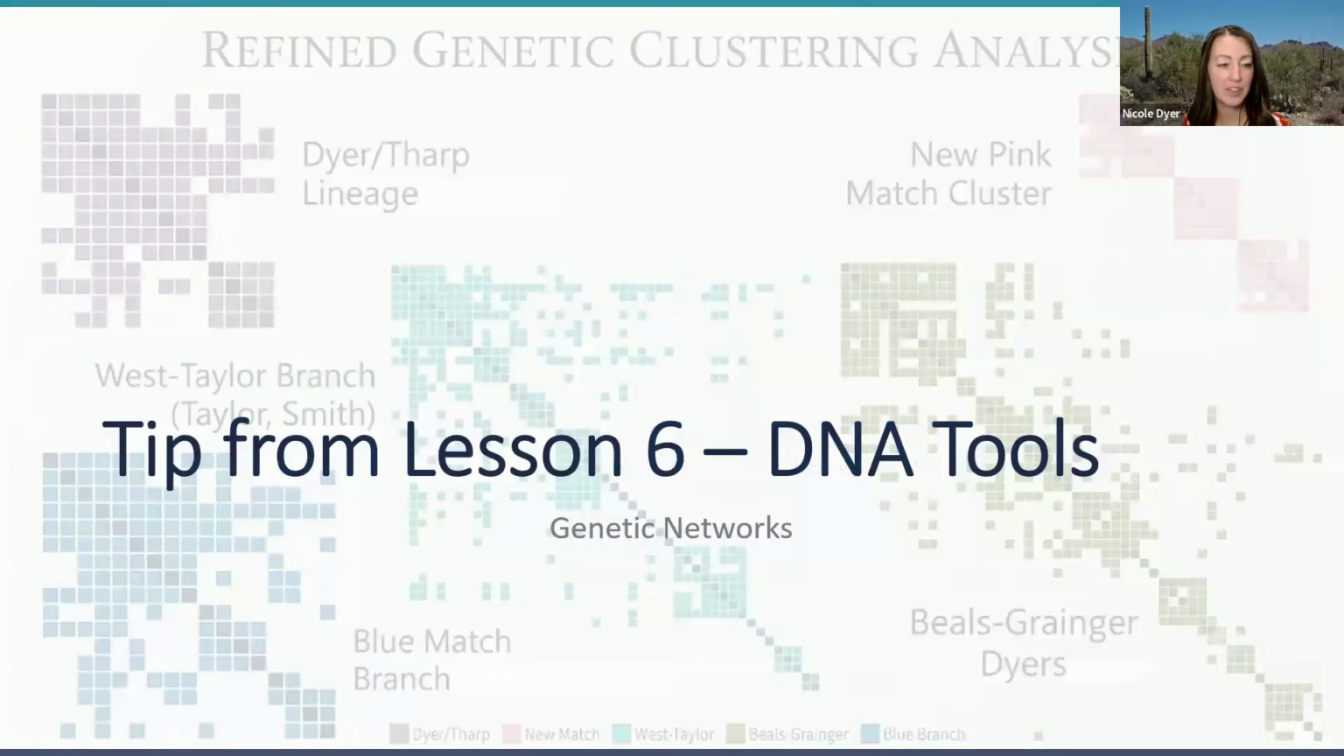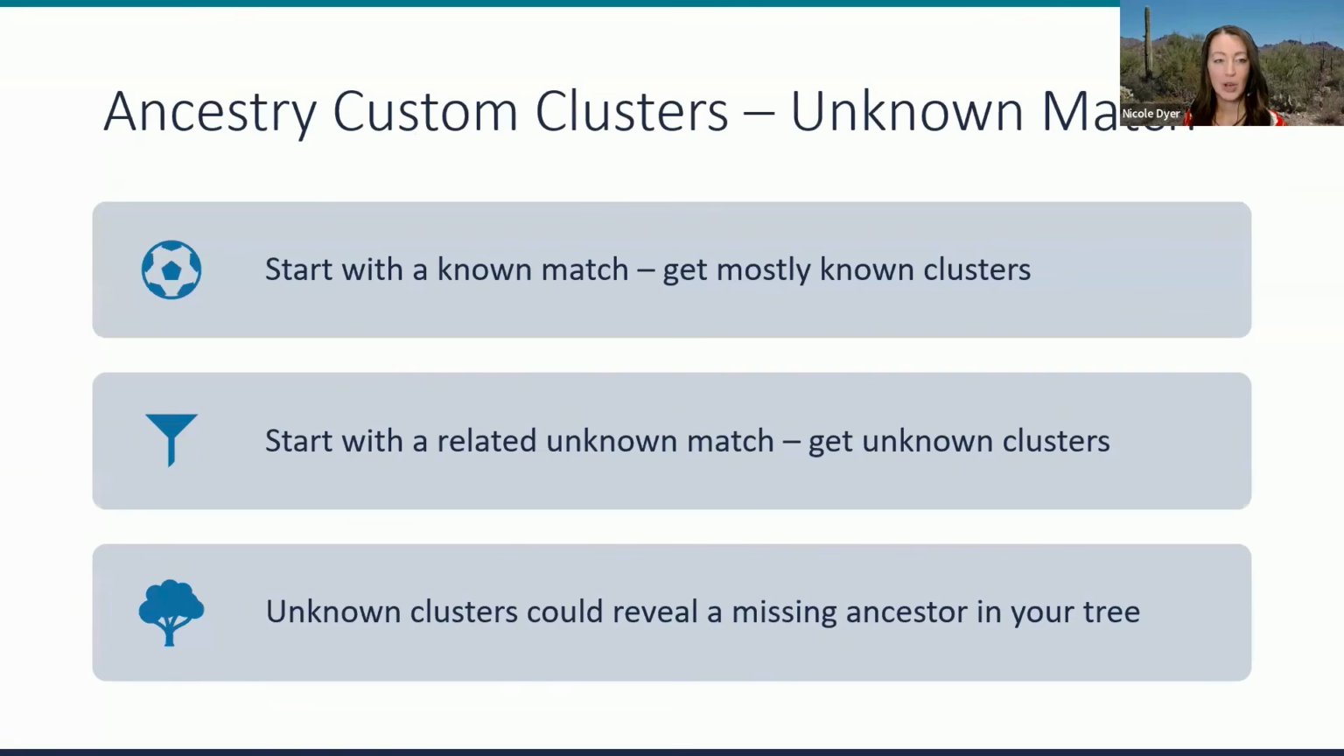Today I'm going to share a tip from lesson 6, which is about DNA tools, focusing on the tools that use genetic networks. In the past, I've talked about Ancestry custom clusters. Today, I want to focus on starting with a match of interest that's an unknown match, meaning you don't know who the common ancestor is with the match yet.